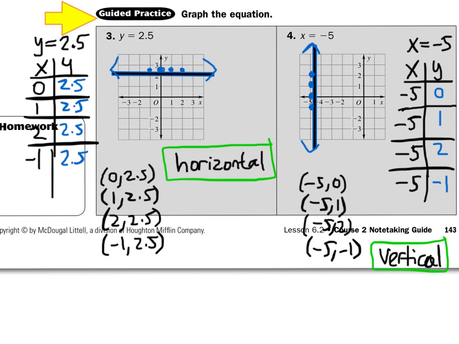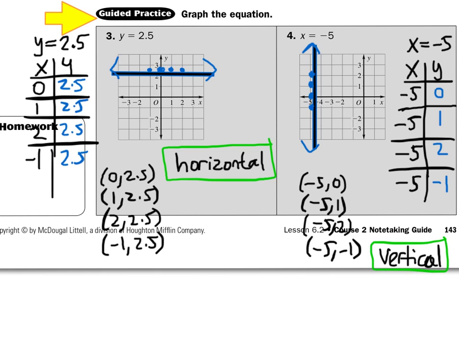Okay, take a look at number 4. X equals -5. So again, put x equals -5, do your x column, do your y column. Now this is telling you x has to be -5. It can't be anything else. So just put -5, -5, -5, -5. For the y, you can make up anything you want. I put 0, 1, 2, -1. And now I'm going to graph those points.